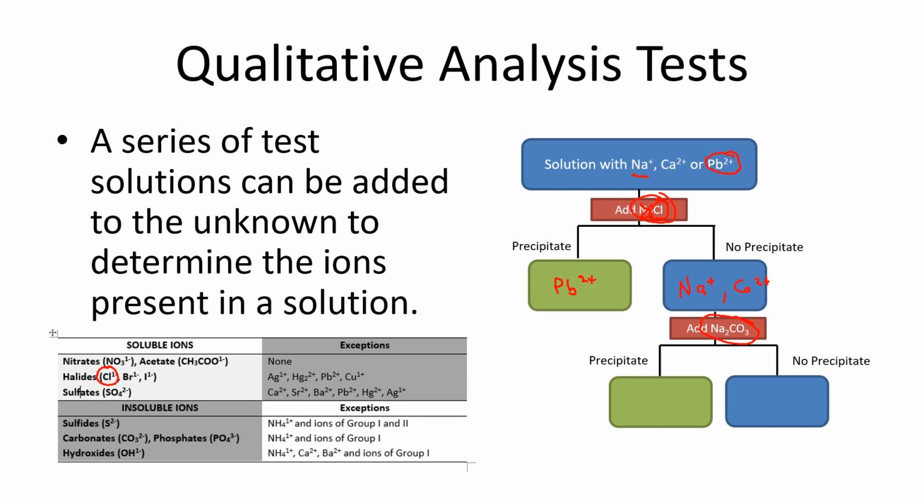So once you do that test, and either you identify this or you rule it out, then you can do another test. If you still have a solution with no precipitate, you can then say, well, what if I added some sodium carbonate? Again, the sodium doesn't do anything because it's group 1. And so what if I add carbonate? Carbonate is insoluble with most things, but not with group 1. So if you got a precipitate, that would be the calcium because it is not in group 1. And if you didn't get a precipitate, well, it must be the sodium.